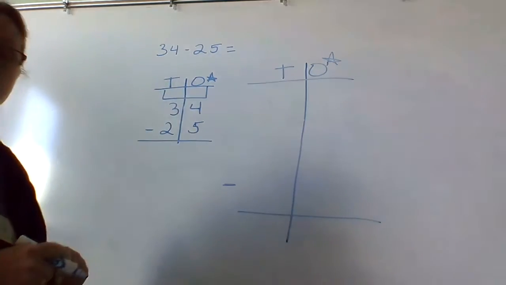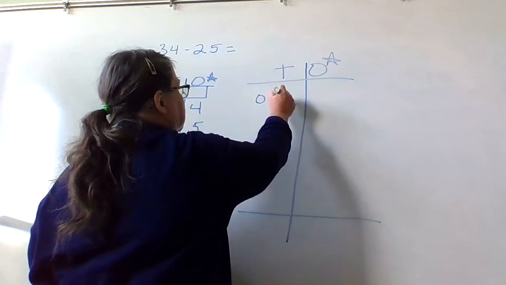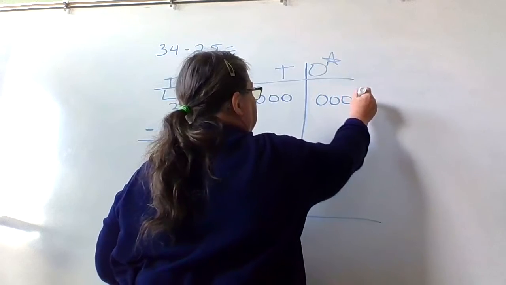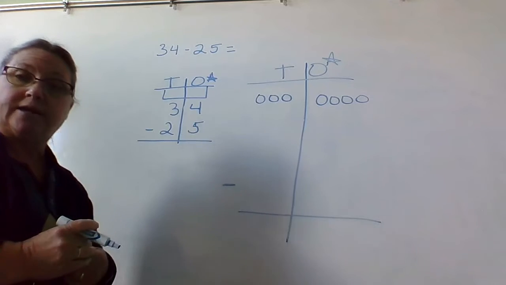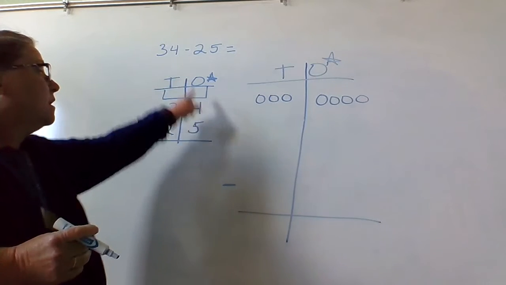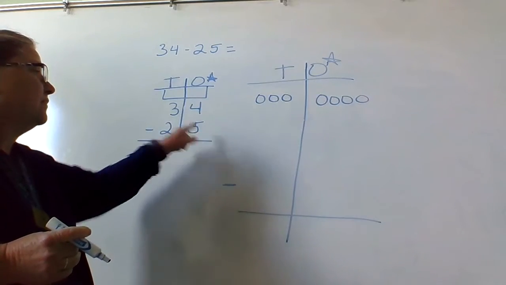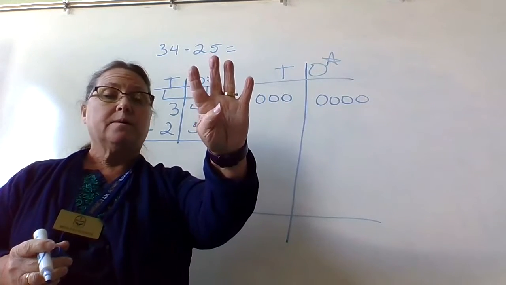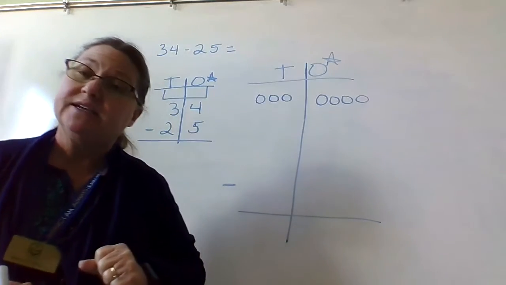Well, let's get our chips in. I have 3 tens. 1, 2, 3. And I have 4 ones. 1, 2, 3, 4. I'm ready to subtract. I'm going to start in these ones. There's my star. So I start with this 5. Uh-oh, I have 4. Can I take 5 from 4? No, I don't have 5 fingers up. I only have 4.